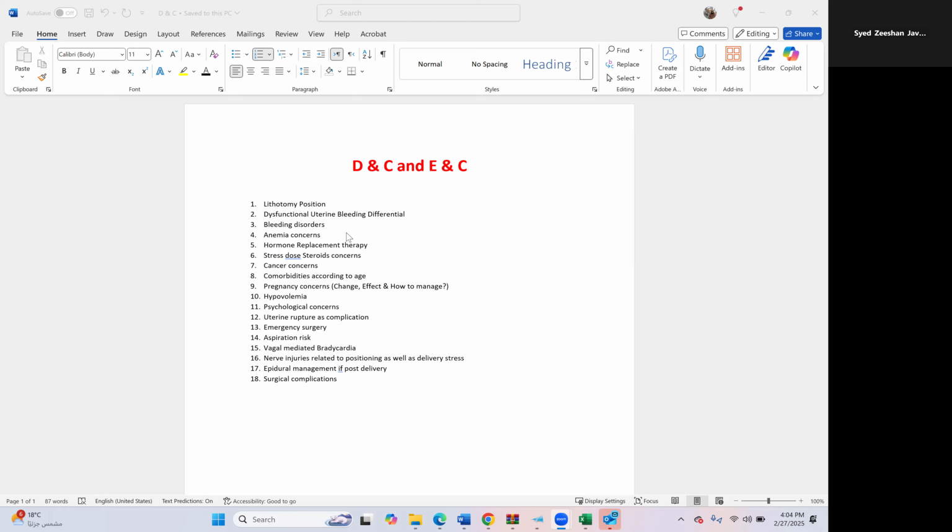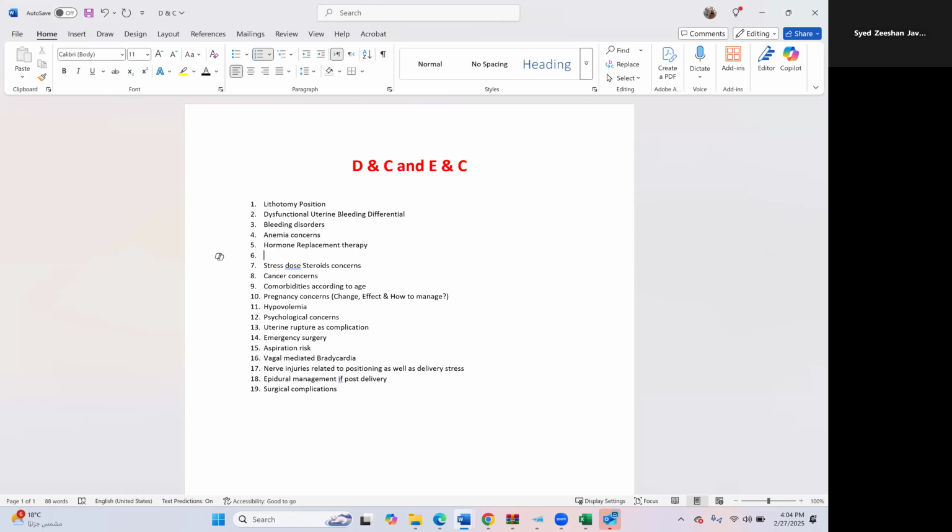Then hormone replacement therapy and the chances of thromboembolism. I should write it here, because that patient will be at more risk of thromboembolism. This is one more thing you should be thinking about. Then stress dose steroid if the patient is on chronic steroids. Cancer concern: this may be a cancer patient presenting as DUB, so you should think about it. And the comorbidities according to age, which can be there in the older age group.